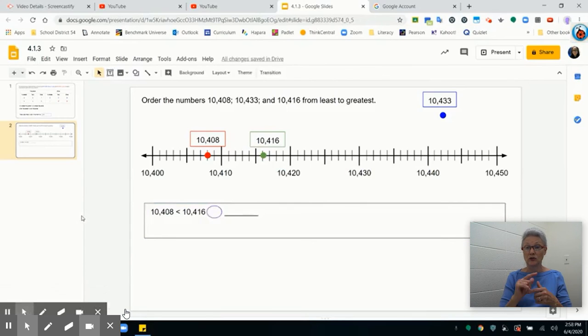Now it's your job to place that final number, 10,433, on the number line and to fill in the blanks of our inequality statement.